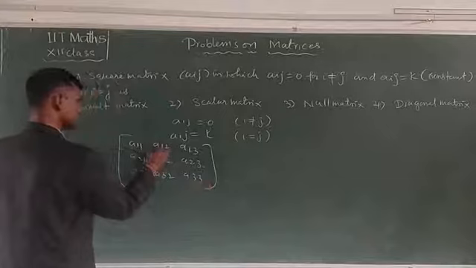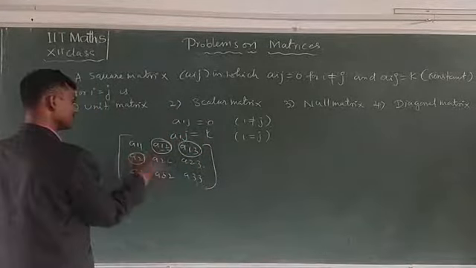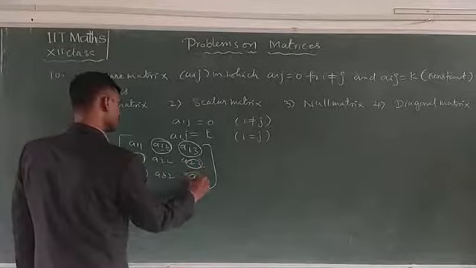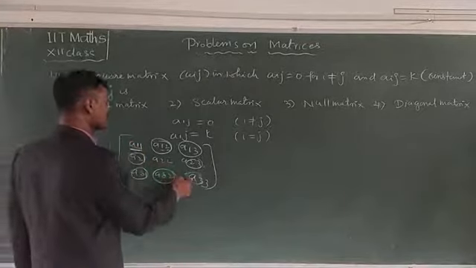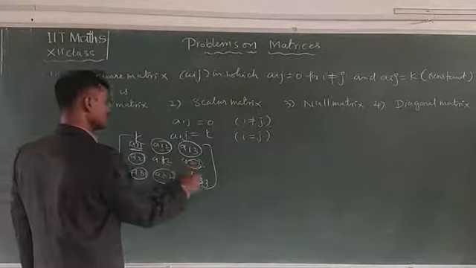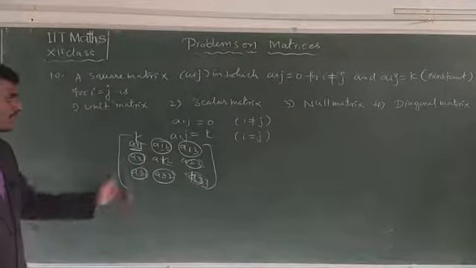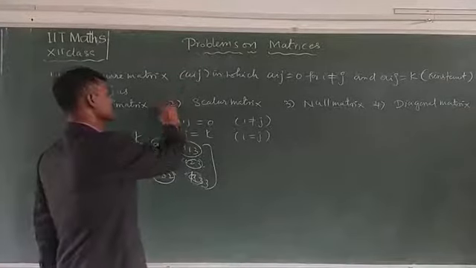Now see here, this is i, this is j. Not equal means this is 0, this is 0, this is 0, this is 0, this is 0, this is 0. Sorry, this is not 0, A33. This is 0. Now this is A11, which means i is equal to j, so this is constant. Now, if the principal diagonal is a scalar and the remaining non-diagonal elements are equal to 0, it is called the scalar matrix.